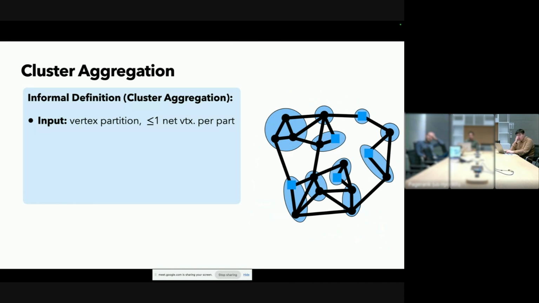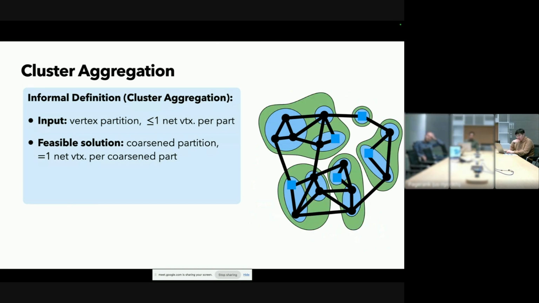Okay, now all we want to do is coarsen this so that we end up with exactly 1 net vertex in each of the coarsened parts. So a feasible solution might look something like this green thing, where now each of these green parts has exactly 1 net vertex. And this is kind of like the property I described in the preceding slide.